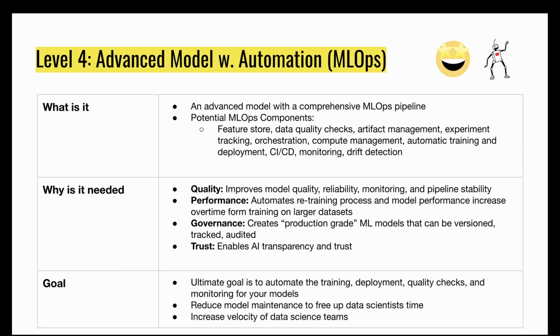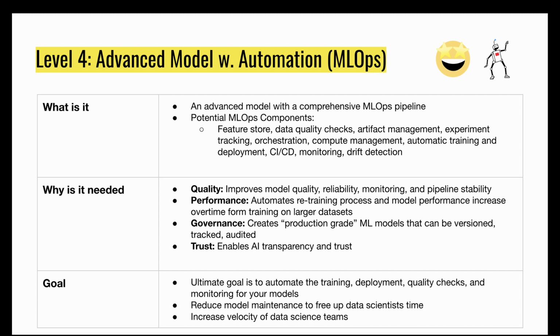Level 4 is the holy grail of machine learning and involves adding automation to your advanced model. We refer to the process of adding advanced production capabilities as ML Ops, which is a complicated topic and we'll talk about it more in later episodes. Some of the capabilities you might add at this layer include a feature store, data quality checks, artifact management, experiment tracking, orchestration, compute management, automatic training and deployment, CI/CD, CT, monitoring, and drift detection.